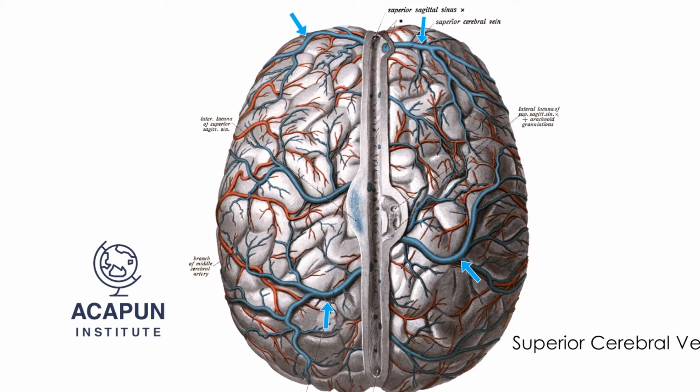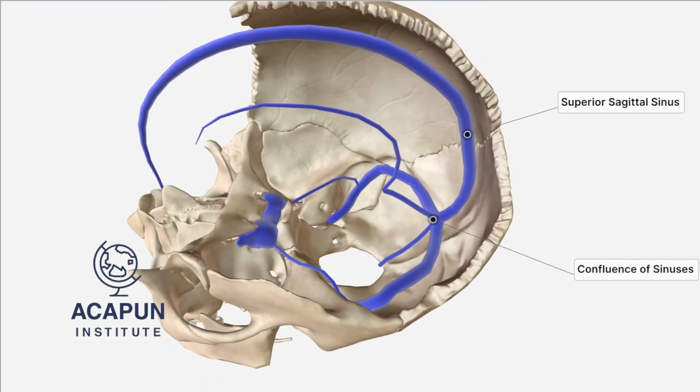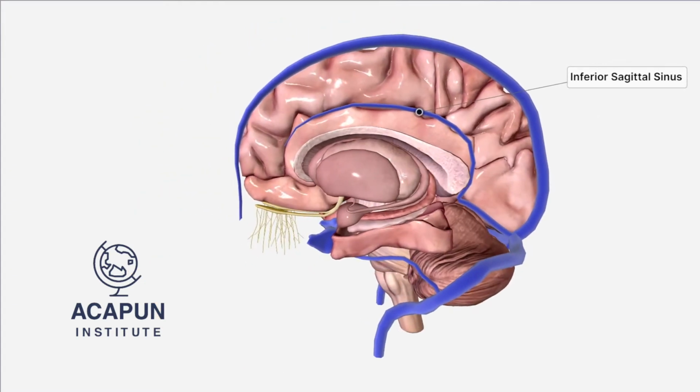The superior sagittal sinus then connects with several other sinuses at the confluence of sinuses, where the superior sagittal, straight, occipital and transverse sinuses meet. Returning to the sagittal view, you can see a smaller sinus located inferiorly and running within the free border of the falx cerebri. This is the inferior sagittal sinus. If we follow it posteriorly, we see that it drains to this sinus, the straight sinus, which is formed by the union of the inferior sagittal sinus and the great cerebral vein, which is commonly referred to by its eponymous name, the vein of Galen.